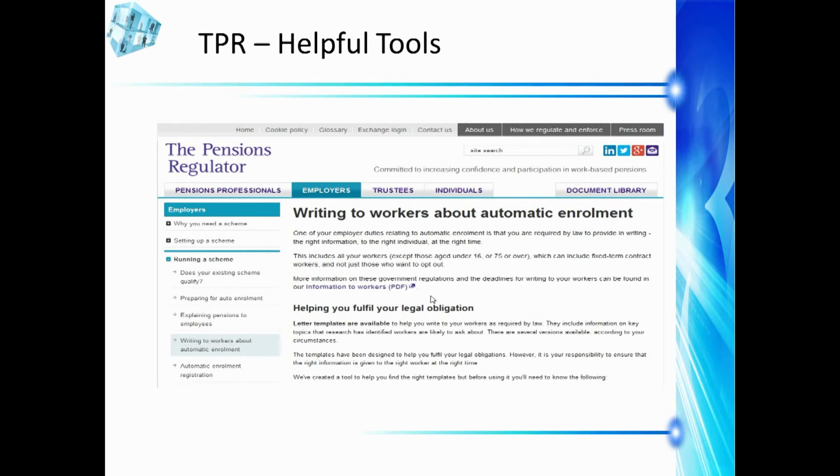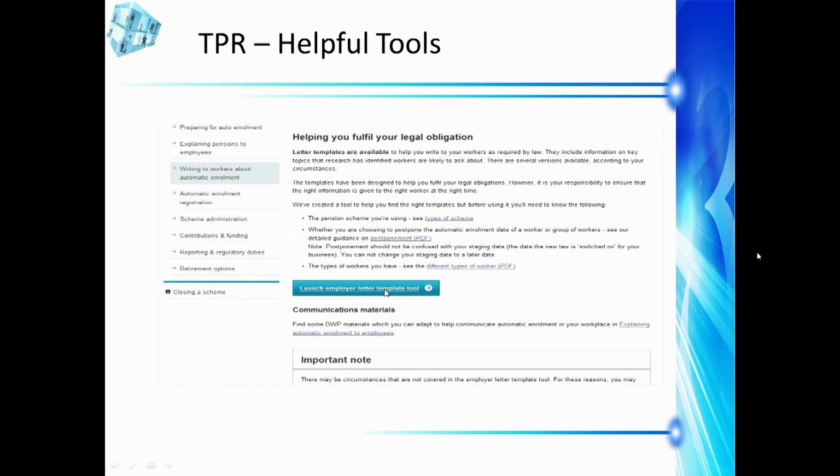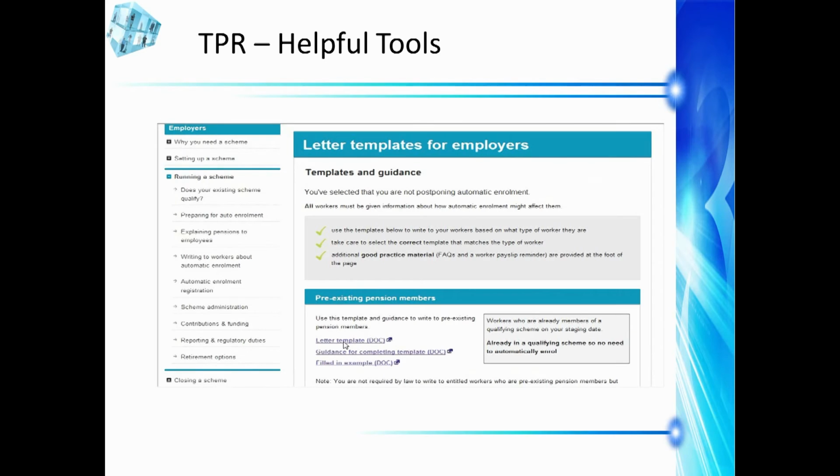So where do you get this information from? Well, if you go onto the Pensions Regulator website, one of the tools they have is writing to workers about automatic enrolment. And if you select that particular tool, it allows you to launch the tool, and then it will present you with these screens here. So for instance, one of the letters you need to send is to existing members of pension schemes, if that applies. In which case, it has a letter template.